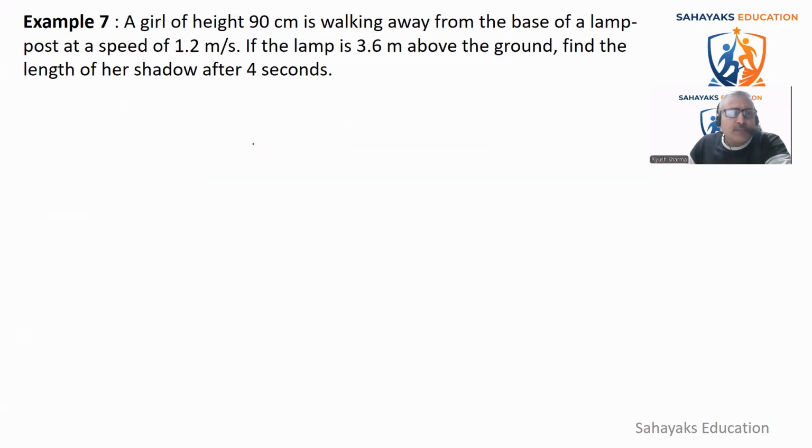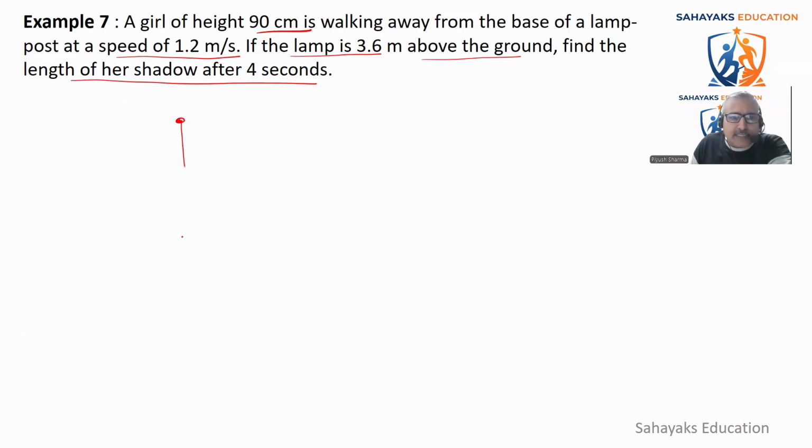Okay, so coming to this question: a girl of height 90 centimeter is walking away from the base of a lamp post at the speed of 1.2 meter per second. If the lamp is 3.6 meter above the ground, find the length of the shadow after 4 seconds. Okay, let's draw the figure. The lamp is 3.6 meter high. So let's draw a lamp. This is the lamp.